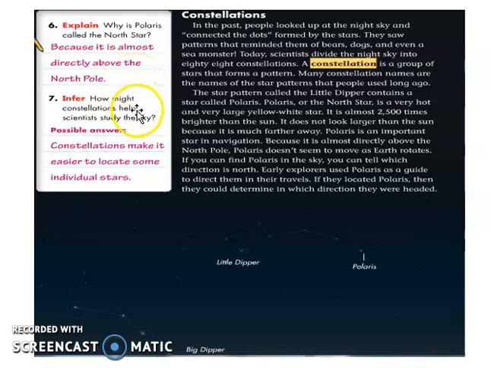Number 7. How might constellations help scientists study the sky? Constellations make it easier to locate some individual stars. So the reason why they name it so is that they can easily locate the other stars. So it is just like a landmark. So when you name the constellation, you can easily locate it because it has a name already. So it serves as a landmark.